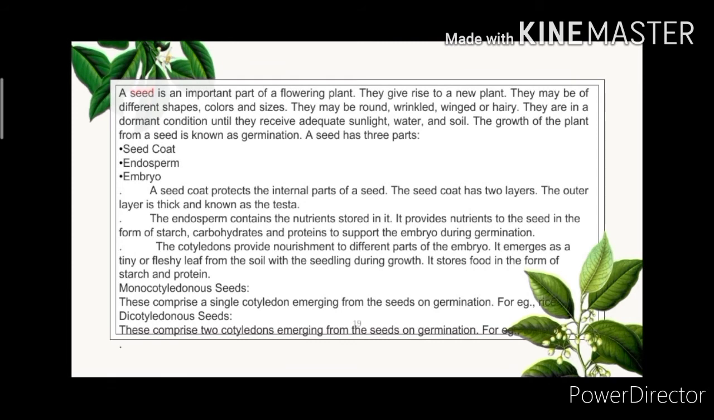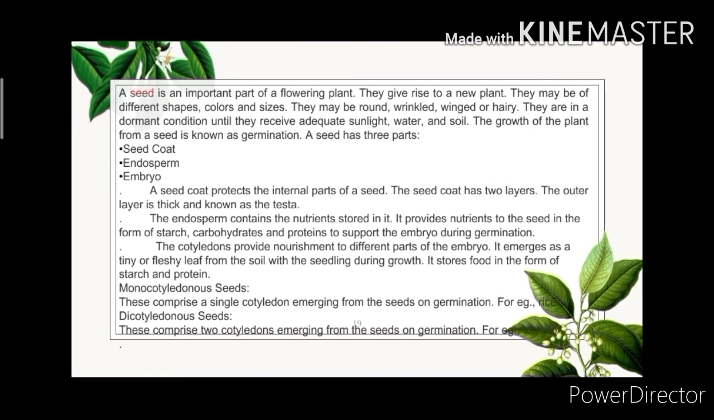Next is a seed. A seed is an important part of a flowering plant. They give rise to a new plant. Okay, and the seeds may vary in shape, color, and size. And you know that when the seeds get into the soil, they absorb water and various minerals, and grow into a small plantlet or seedling, that is known as germination.